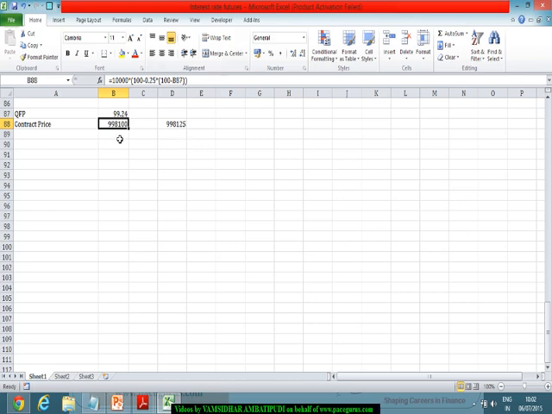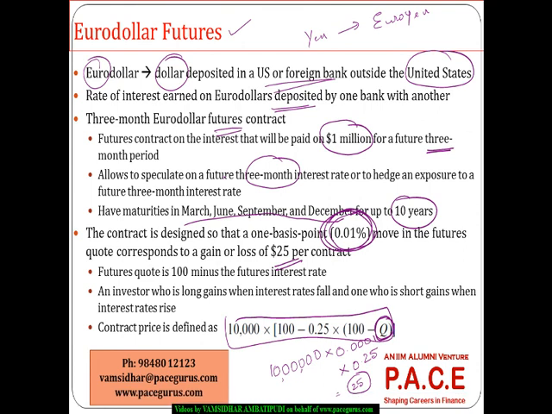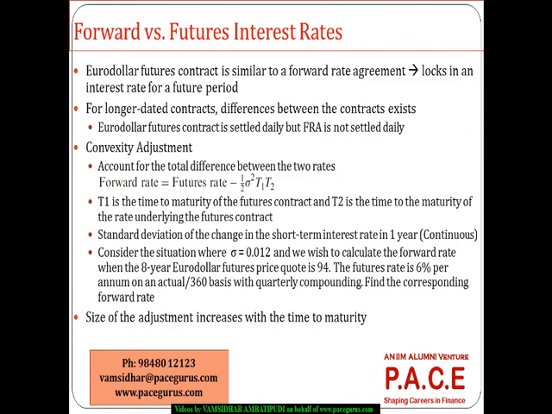Now if it becomes 99.26, then it means that the interest rate has gone down. The interest rate has gone down means the long is ending up paying this much, which is higher than this. So obviously there is a loss of $25.